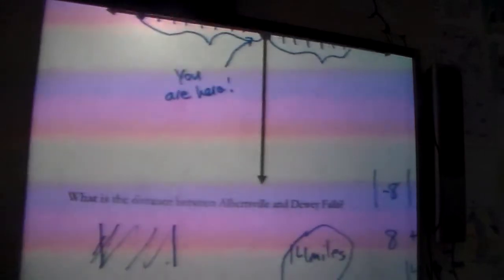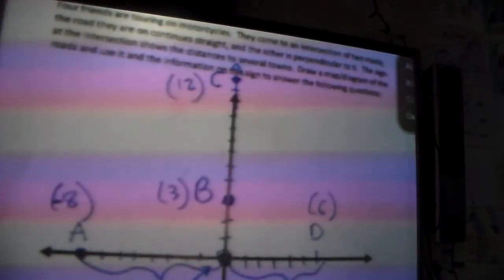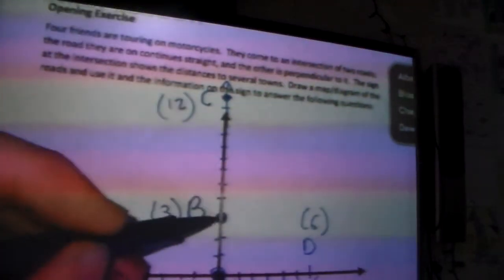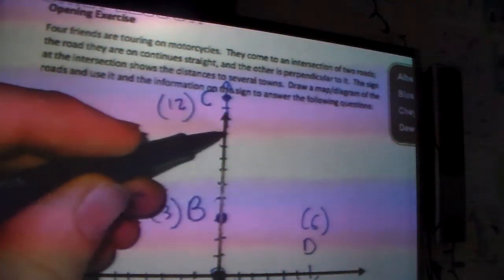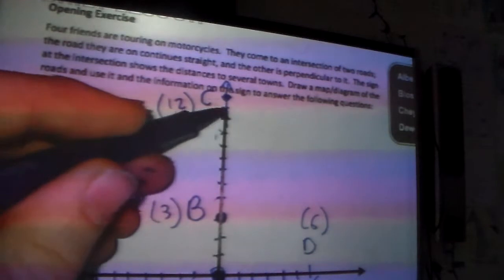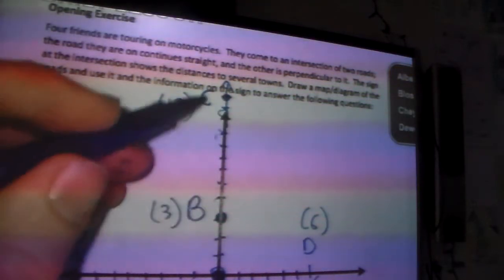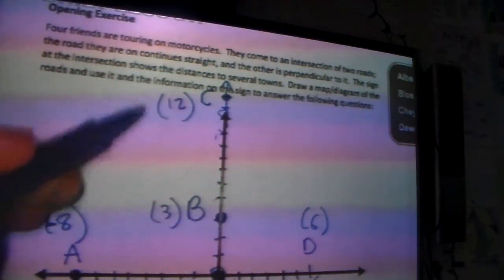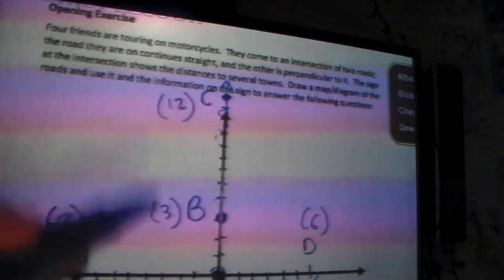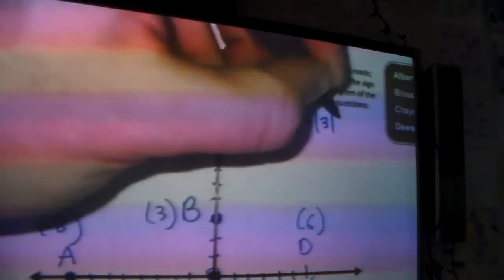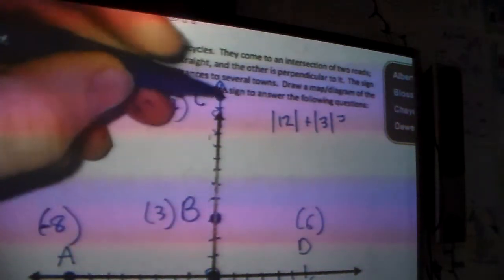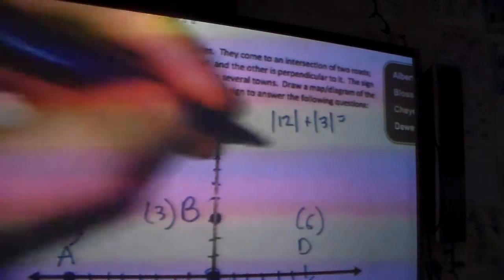All right, so Blossville and Cheyenne. Let's use our coordinate plane and figure this out first. If I look here, here's 3. It looks like it's 1, 2, 3, 4, 5, 6, 7, 8, 9 away. So it looks like when they're on the same side, if I add these two absolute values together, look what happens. The absolute value of 12 plus the absolute value of 3 does not equal 9. They are not 9 away according to this.